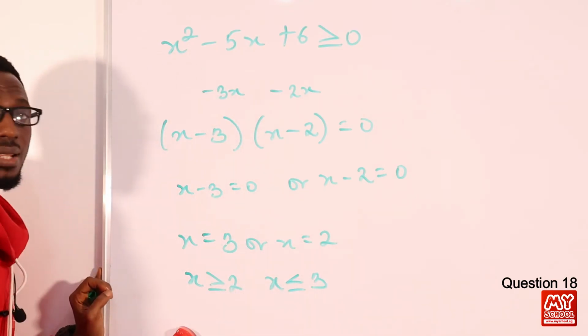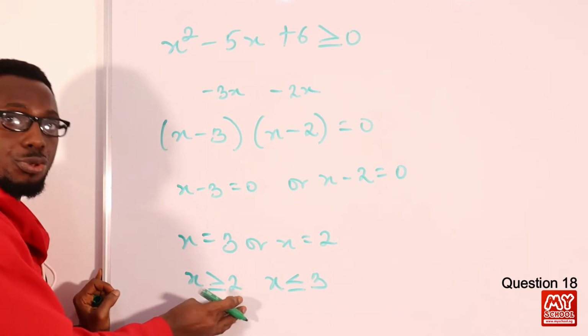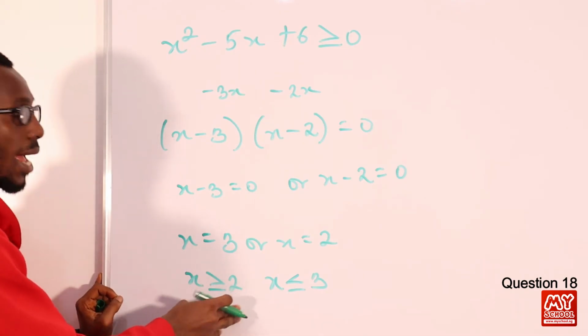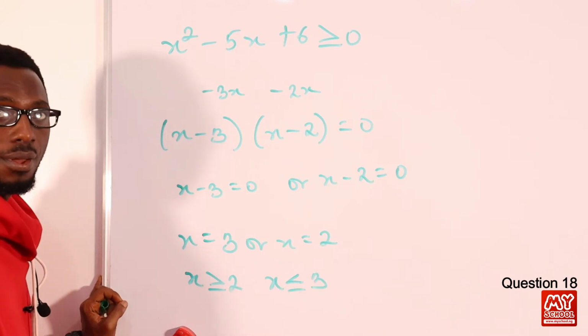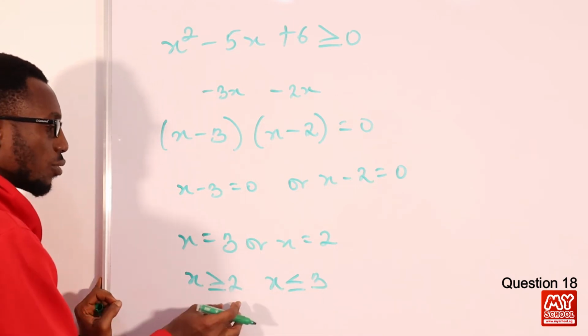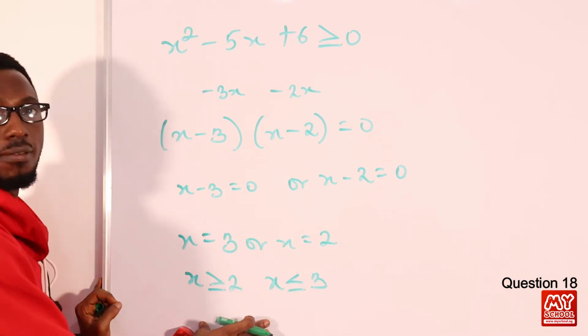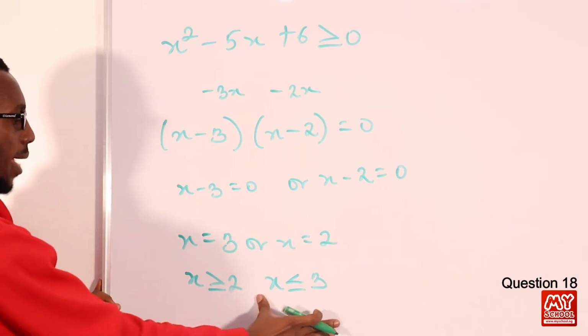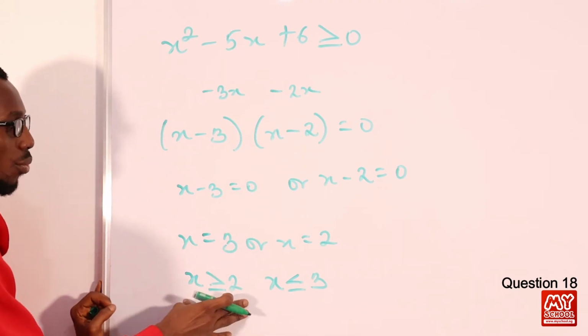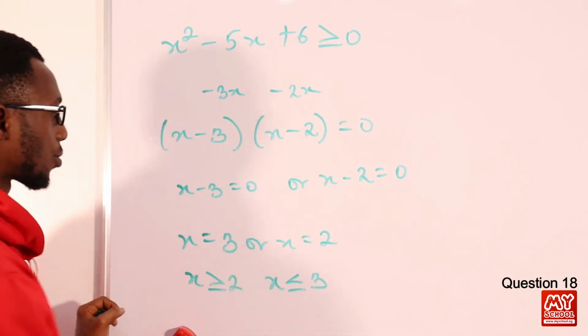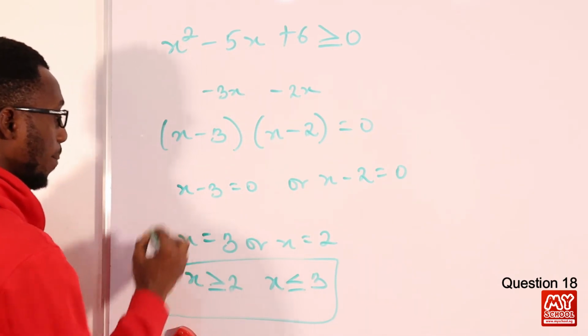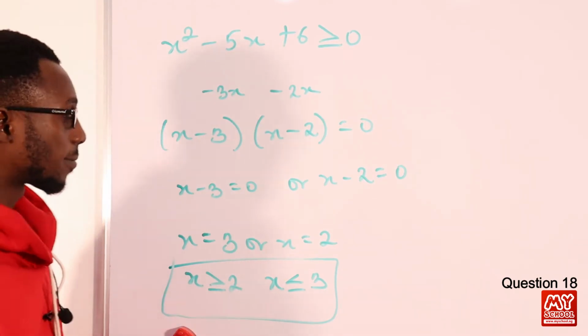The implication is that the value of x can be 2 exactly, or something like 2.1, 2.2, 2.3, 2.4, 2.5, right? Then it lies between 2 and 3, including the values of 2 and 3. So this is the right expression: x is greater than or equal to 2, and x is less than or equal to 3. This should be a very good compilation, depending on how you want to express it, but it's very accurate.